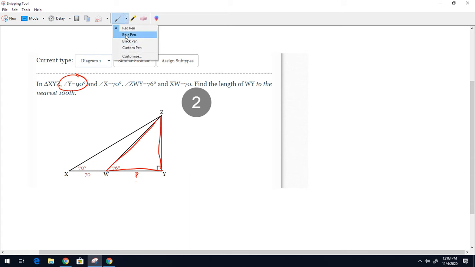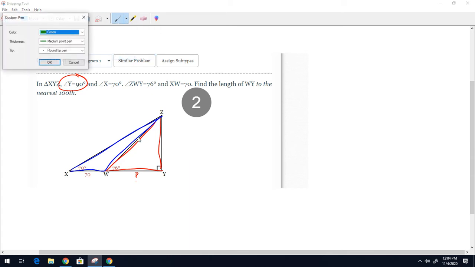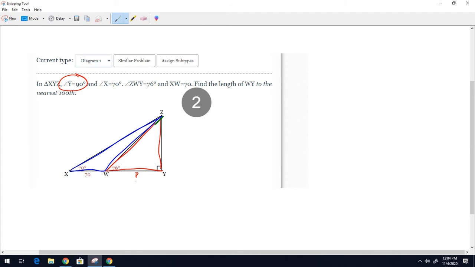Well, there's a lot of information here. I have a 70-degree angle. I have a 70 side length XW. So what if I look at this non-right triangle first? Maybe I could find this shared side, right? Isn't this the shared side, ZW? Wouldn't that help me in this right triangle? It would. So let's go ahead and try to find ZW. Let's make that our first unknown.